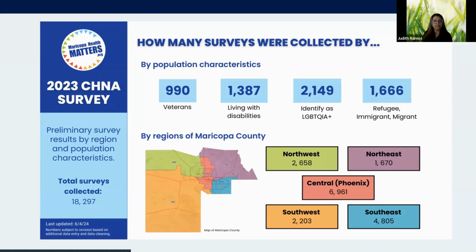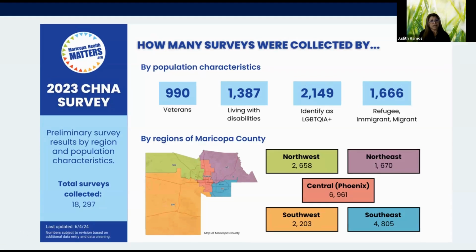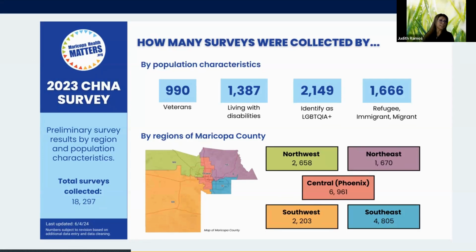So see, these are some of the numbers that we are able to collect from some of our priority populations and per the public health region of the county. So you can see that in the Southeast, we had 4,805 that represented the Southeast region. And utilizing this approach, we're able to have a really good sample of the county's population. And we actually are able to tailor our outreach and identify the needs in each region, in particular, looking forward to 2026.